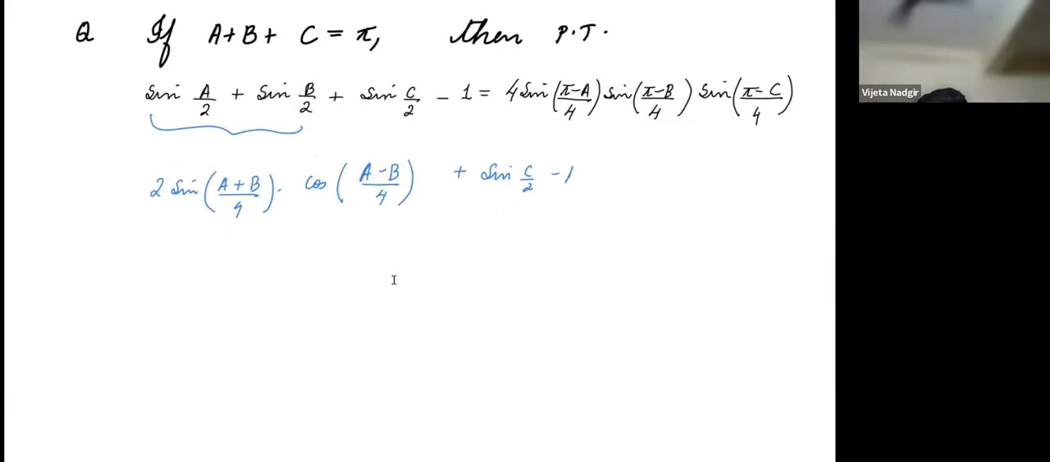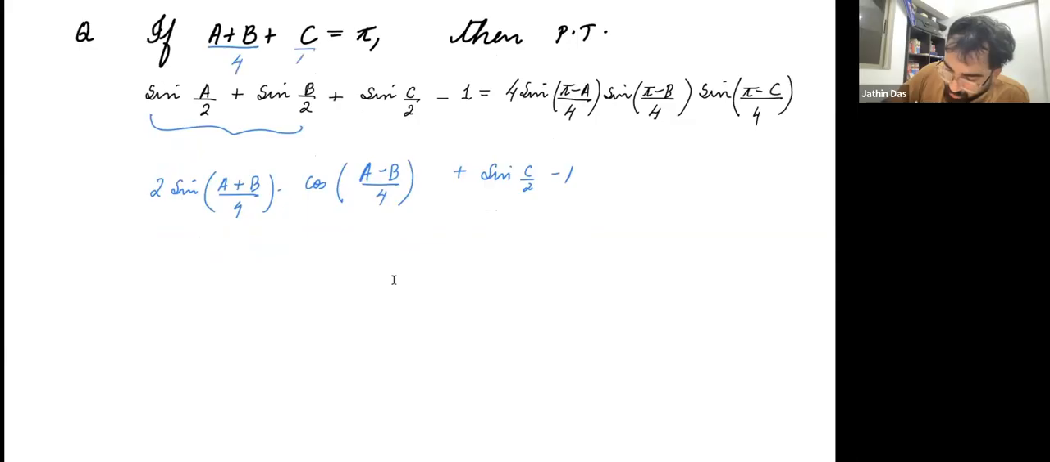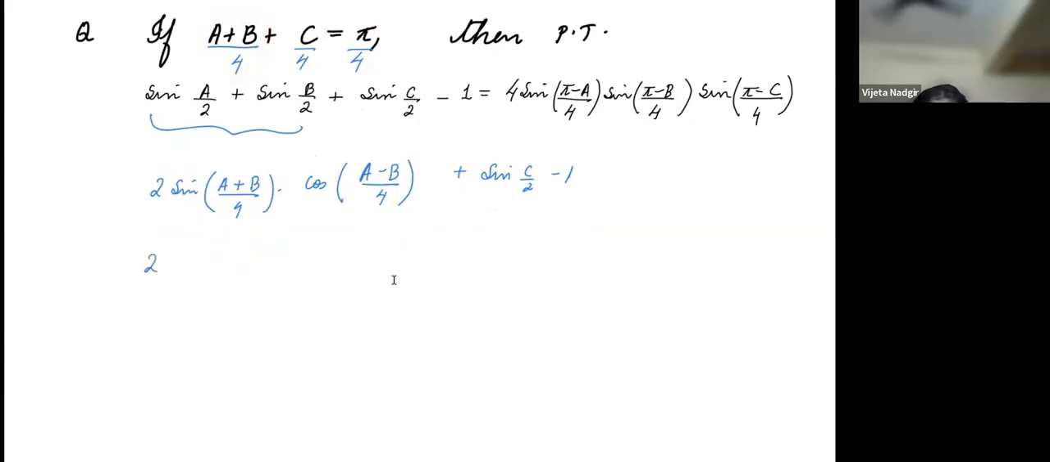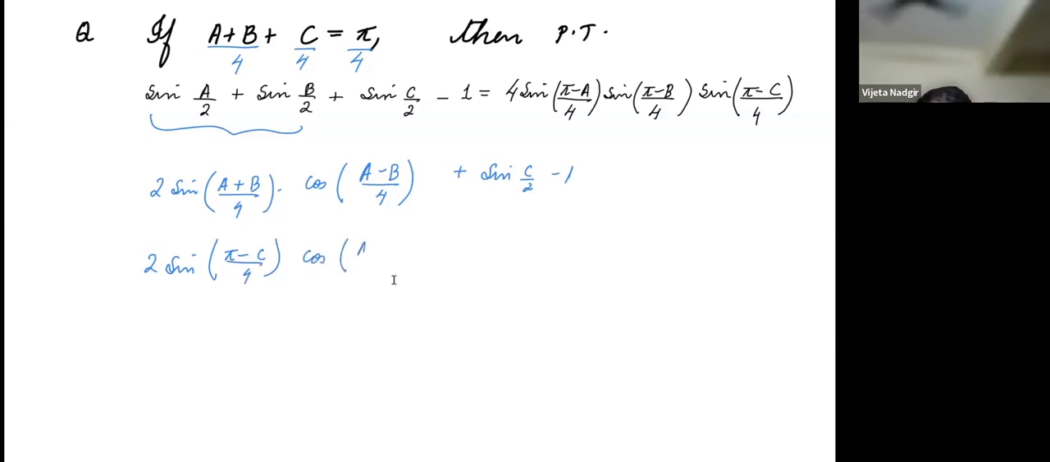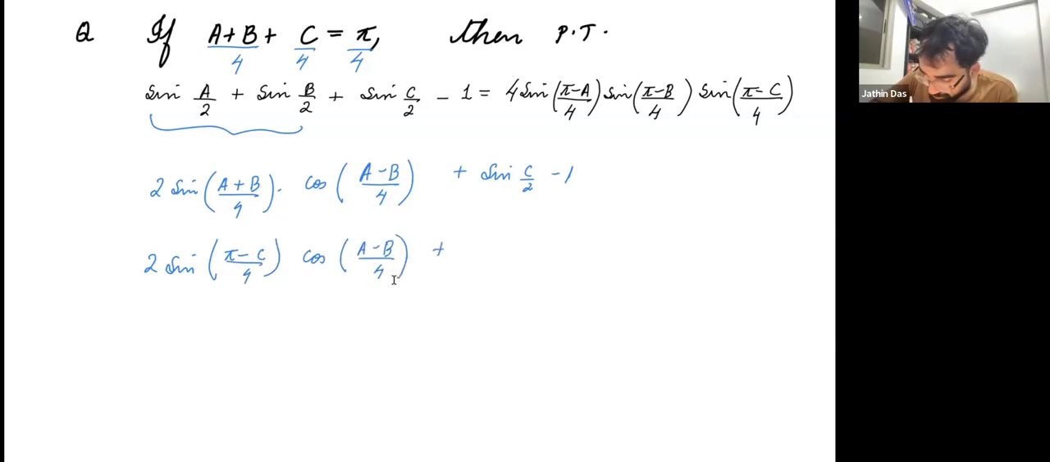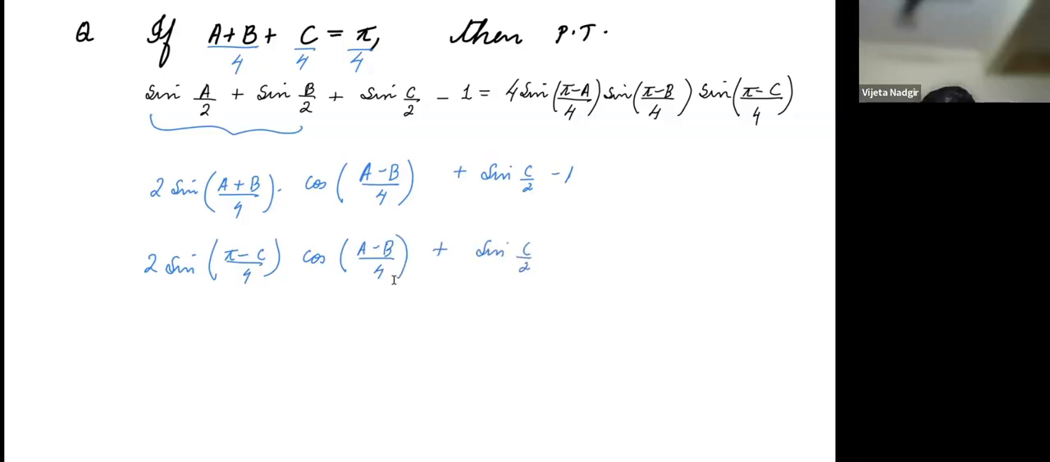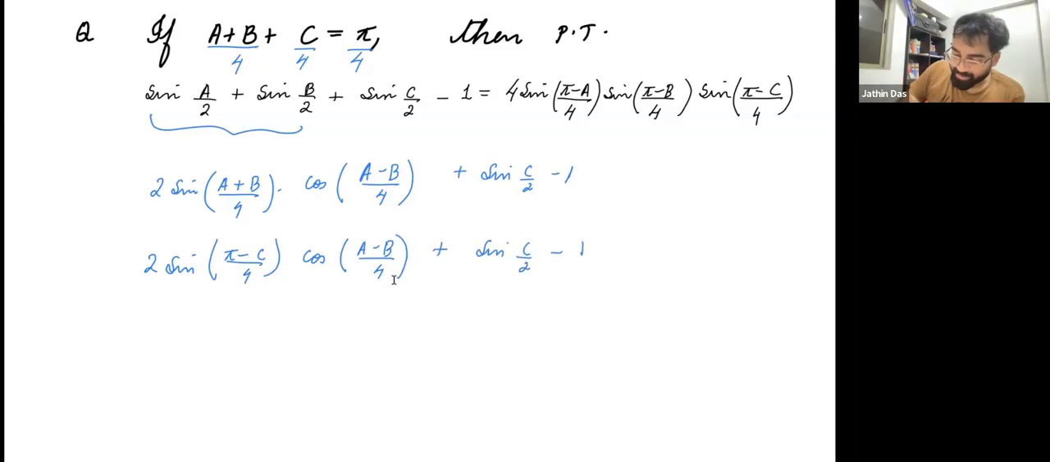Okay. Now you tell me, by 4, by 4, by 4. So what can I write? A plus B by 4, pi by 4 minus C by 4. So I'll write 2 sin, pi minus C by 4. Like this also I can write. Cos A minus B by 4. I converted that C by 2. Very good, very good. I'm coming to that. Excellent. Okay. See, we are somewhere close.